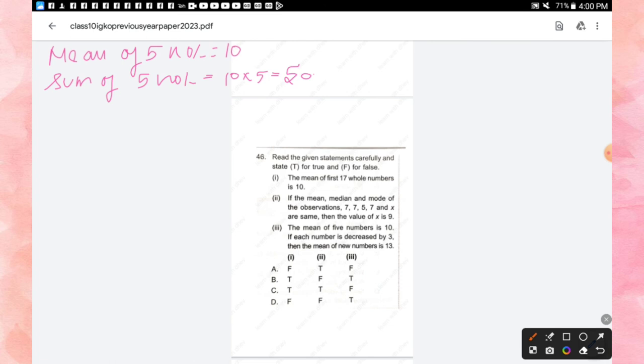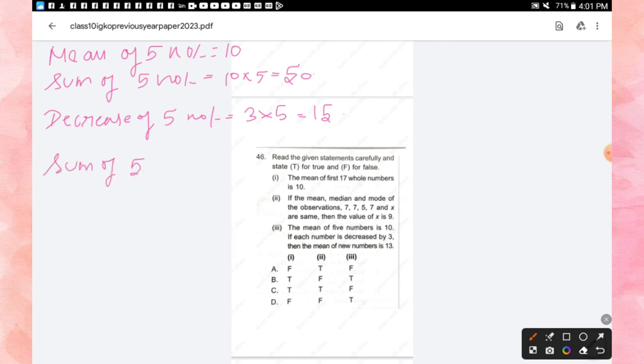The question is, if each number is decreased by 3, then here we have 5 numbers. So it must be 15, right? So the decrease of 5 numbers: each number is decreased by 3, then what is the decrease of 5 numbers? It's 3 into 5, that is 15. So we have to subtract this 15 from the sum of 5 numbers.